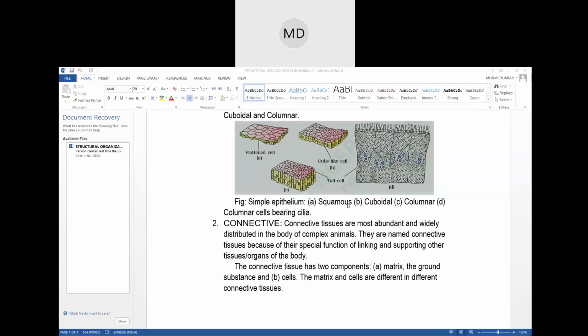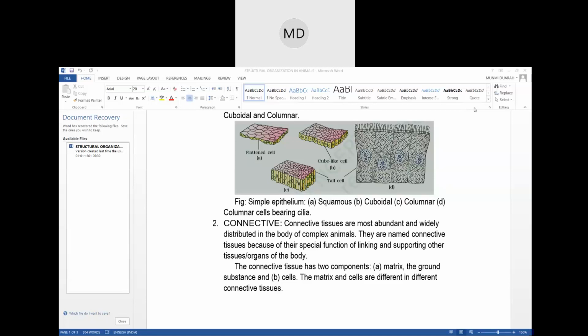Okay, is it clear now? For this class, you don't have to remember specifically where it is found. You just remember the names and the diagram, which is important. Just remember that squamous epithelium is flat, cuboidal is cube-like, and columnar is in the shape of columns. Sometimes there are cilia present on the columnar cells, and sometimes there are not.